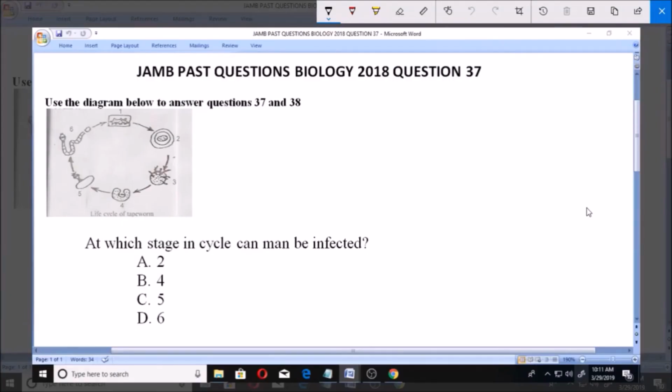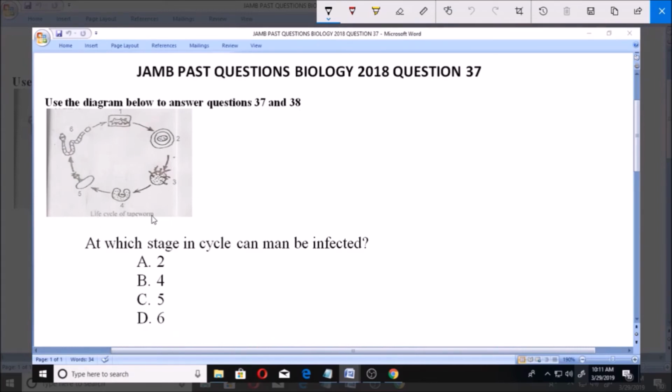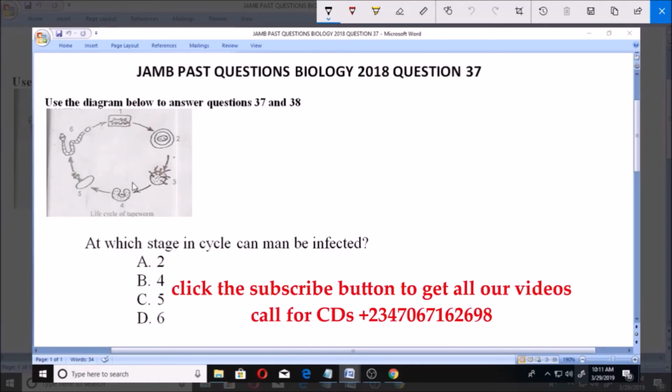Let's look at question number 37 of the JAMB Past Question Biology 2018. Use the diagram below to answer questions 37 and 38. This is the diagram showing the life cycle of tapeworm. At which stage in this cycle can man be infected? A 2, B 4, C 5, D 6. So at which stage in this can man be infected?